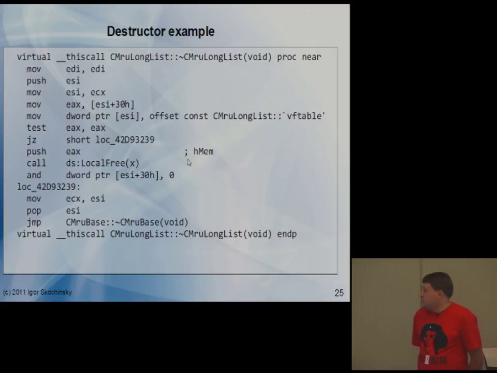So here's the typical destructor. You can see that the first thing it does is set the virtual table pointer to the actual virtual table pointer of the class. Then it frees some memory, so this is probably the code written by the programmer inside the curly braces. And then it calls the base class destructor. Because it's the last thing it needs to do, it does tail call optimization and jumps to it instead of calling and returning.